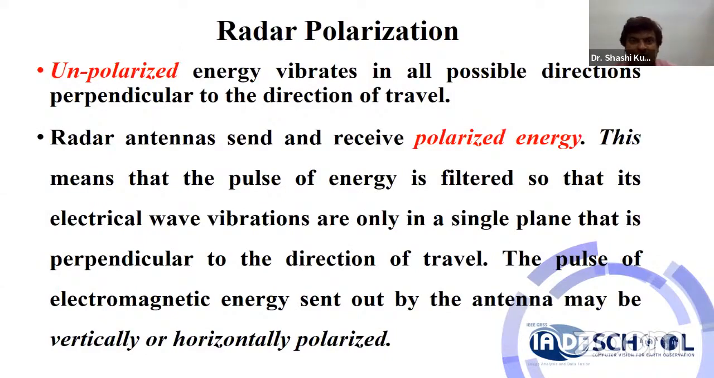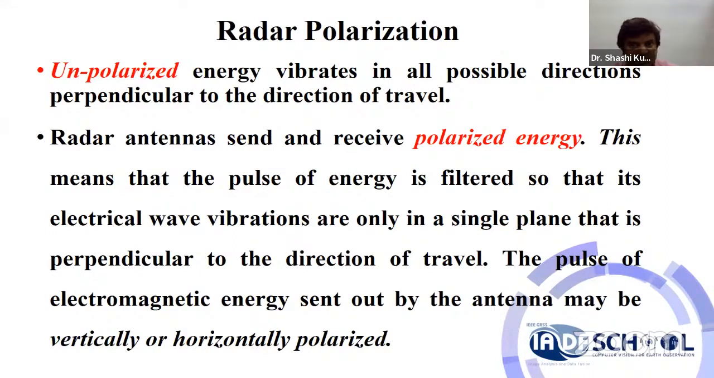Now we are going to talk about radar polarization. In synthetic aperture radar imaging, polarized electromagnetic waves are used because unpolarized energy vibrates in all possible directions perpendicular to the direction of propagation of the electromagnetic wave, which makes imaging difficult, so polarized electromagnetic waves are transmitted. Mainly the polarization here is of the electric field vector, because in an electromagnetic wave there is one electric field vector and one magnetic field vector.